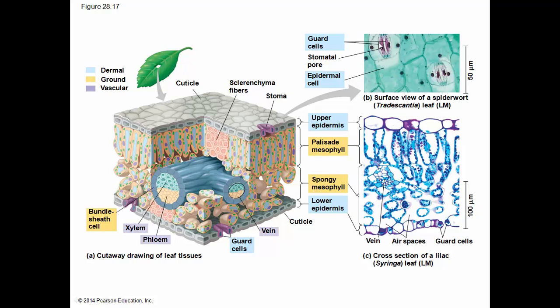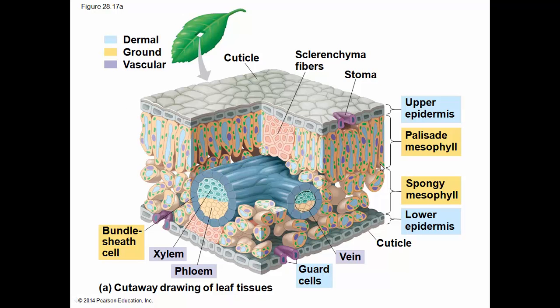Okay, so here are the guard cells of a stomata in the surface view of a spiderwort, and here's the cross section of a syringa. It shows the veins here, air spaces between the spongy mesophyll and the palisade mesophyll as they're more highly structured, and the upper epidermis, and the cuticle is going to be found on top of that upper epidermis. Okay, so here's a better view of it.